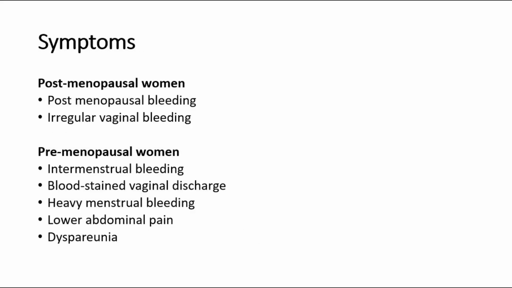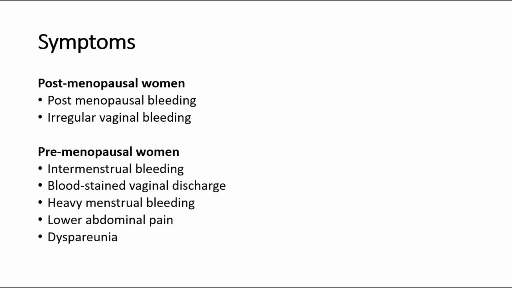The symptoms differ for postmenopausal women and premenopausal women. Women who have achieved menopause may present with postmenopausal bleeding, which is abnormal, or they may also present with irregular vaginal bleeding. Whereas women who are still having menstrual periods may have intermenstrual bleeding, bloodstained vaginal discharge, heavy menstrual bleeding, lower abdominal pain, or dyspareunia, which is pain during sexual intercourse.